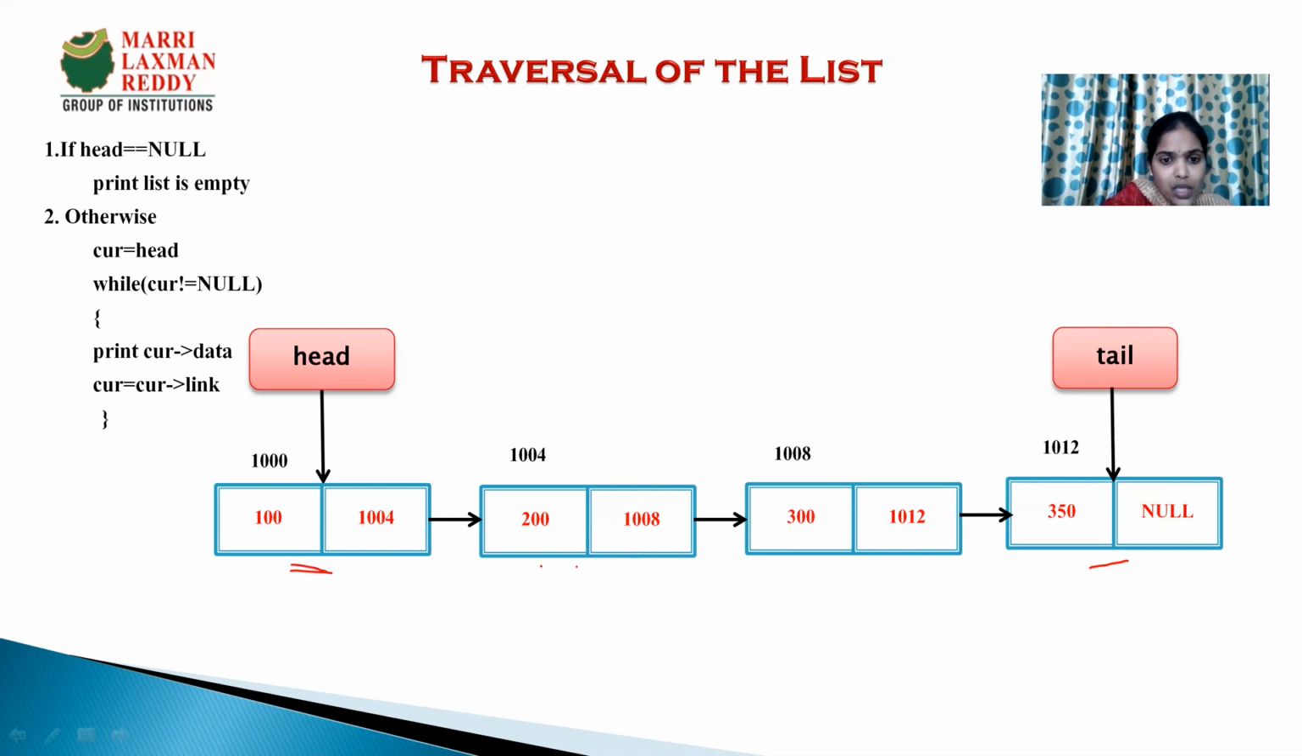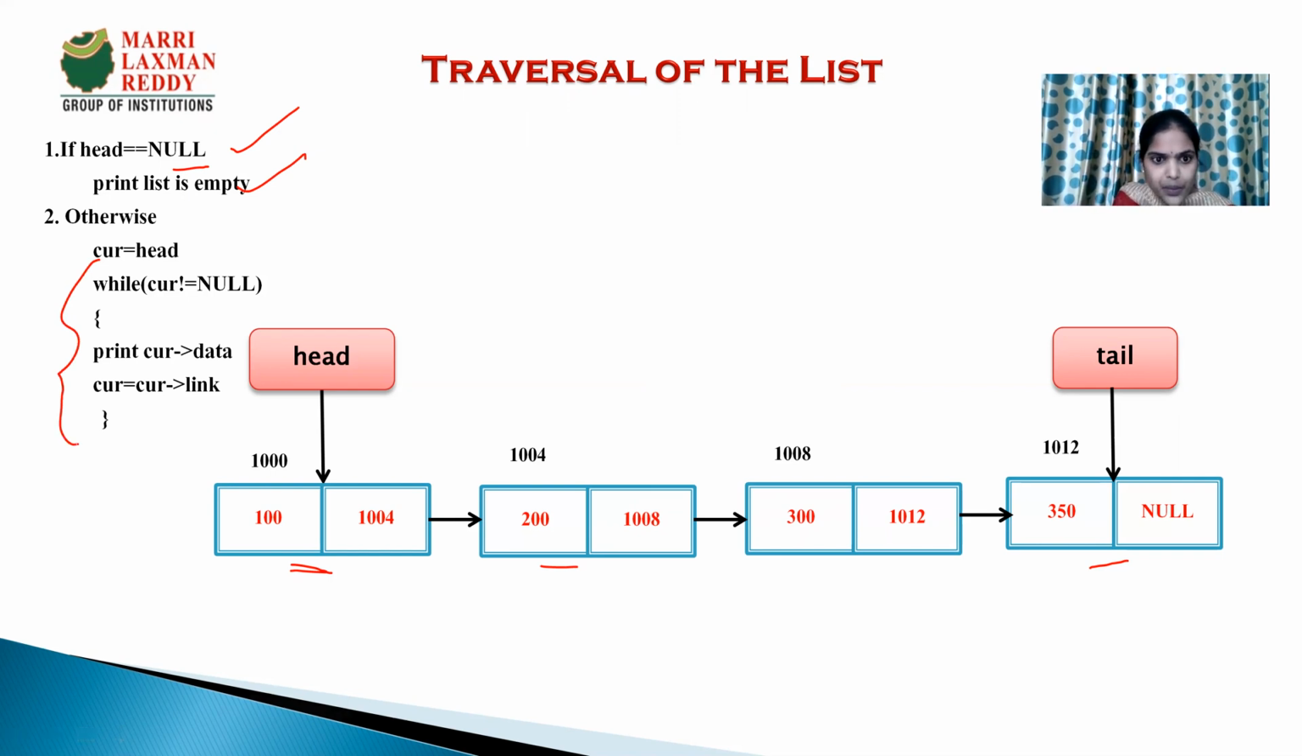We can display the data and move from one node to another only when the list is created. It means there are some nodes existing in that list. If there are no nodes existing in the list, then automatically we say that the list is empty. That is the first step. We need to check if head is null. Head is null means there are no nodes in the list, so we print that the list is empty. If not, we go for the otherwise statement, that is the else statement.